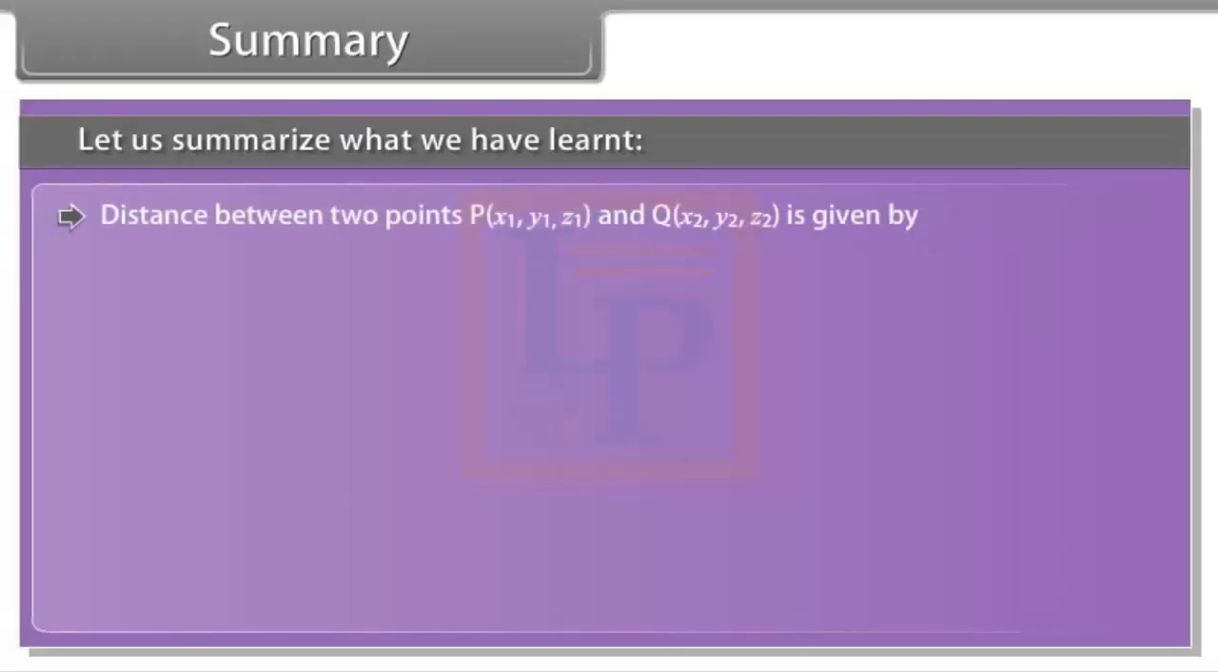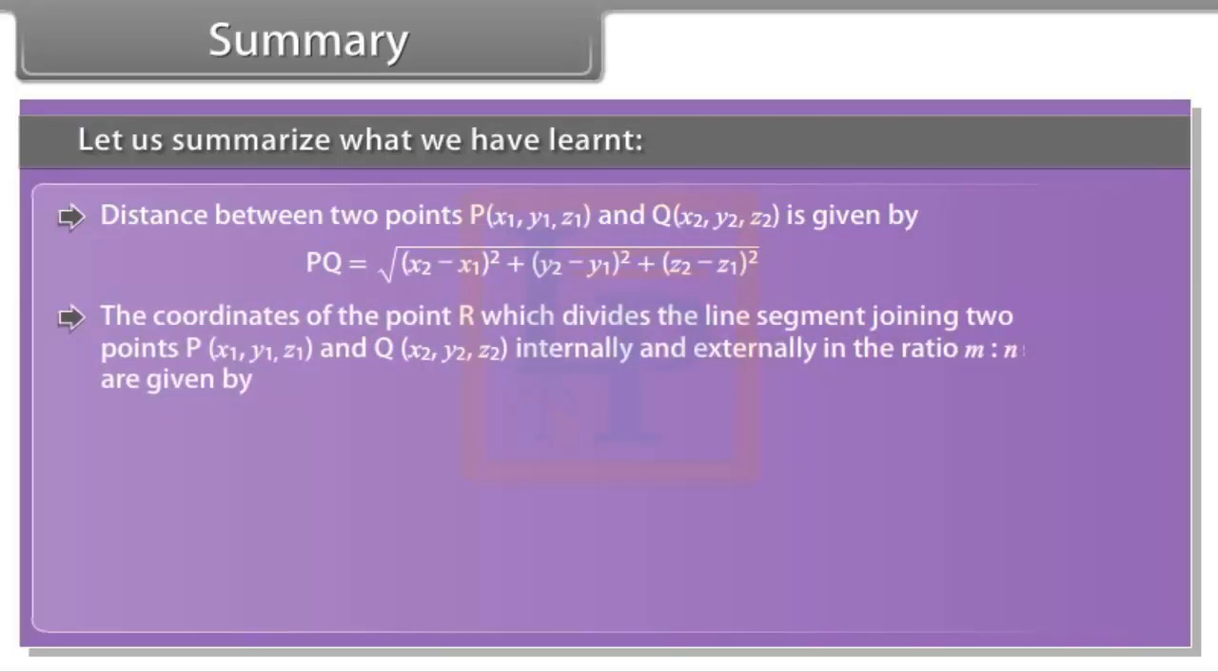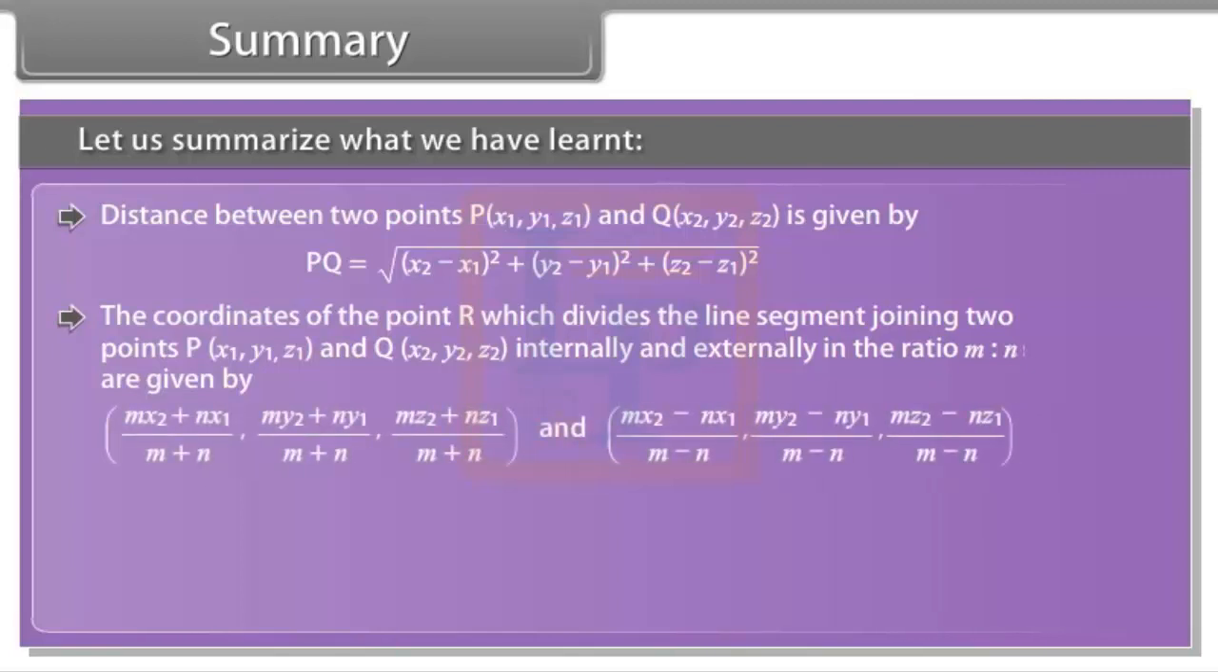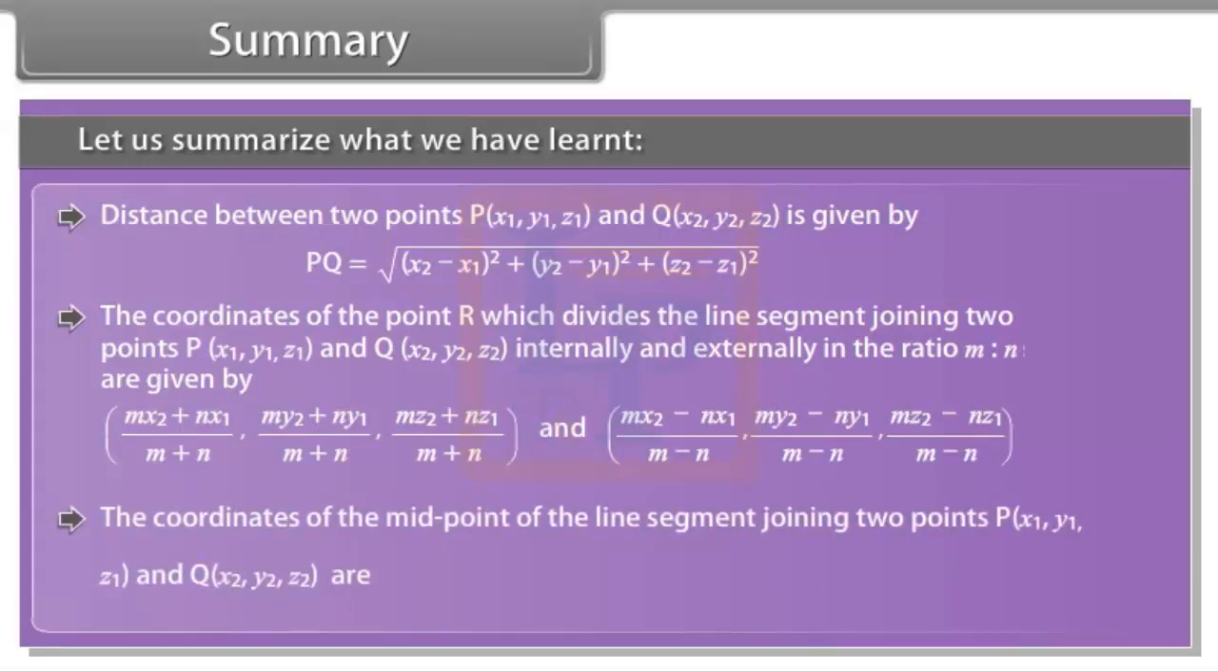Distance between two points P (x1, y1, z1) and Q (x2, y2, z2) is given by the distance formula. The coordinates of the point which divides the line segment joining two points P (x1, y1, z1) and Q (x2, y2, z2) internally and externally in the ratio m:n are given by the section formulas, and the coordinates of the midpoint of the line segment joining two points P (x1, y1, z1) and Q (x2, y2, z2) are given by the midpoint formula.